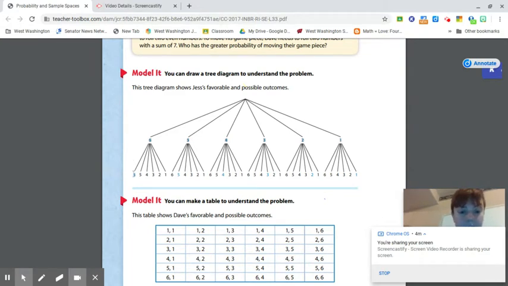And so that's why these ones here are highlighted. The 6 and 6, the 5 and the 5, the 4 and the 4, the 3, the 3, the 2, the 2, the 1, the 1. Yeah, we call that rolling doubles.